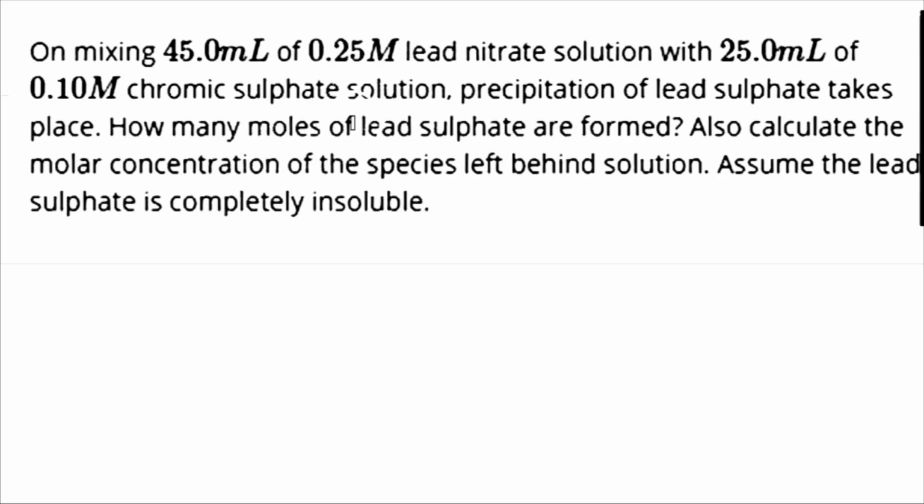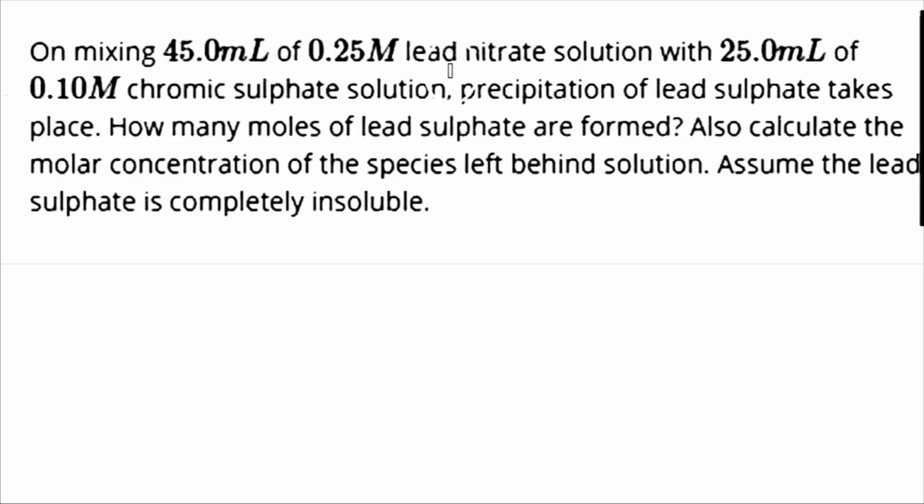So now, first of all, let us see the question that has been given to us. In the question, we have been given two solutions. The first one is of lead nitrate, and the volume and the molarity are given. And we have another solution of chromic sulfate, and the similar data, volume and molarity, is given.